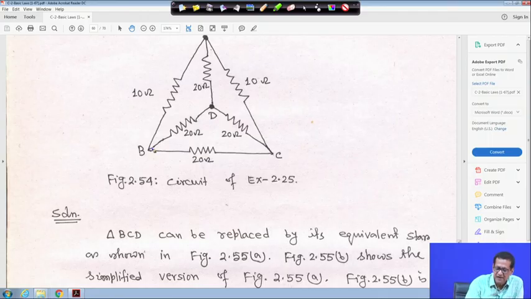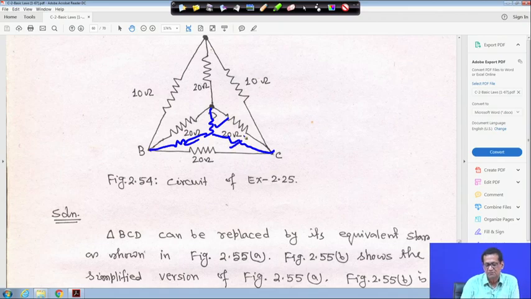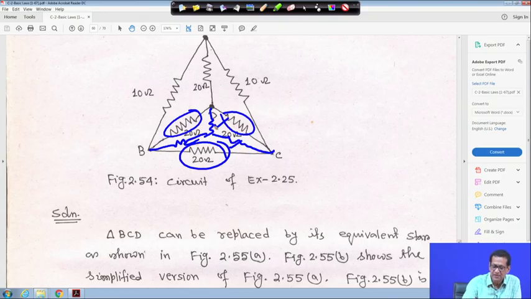So if you make star, then it will be like this, and like this, and like this. So all are equal. So this part and this part, you have to first find out how it will be. As soon as you make the star, the delta branches will not be there. Whatever will come here will be in series with 20 ohm, whatever comes here, 10 and 20, will be in series, and whatever comes here will be in series with 10 ohm, right. So let me clean it.